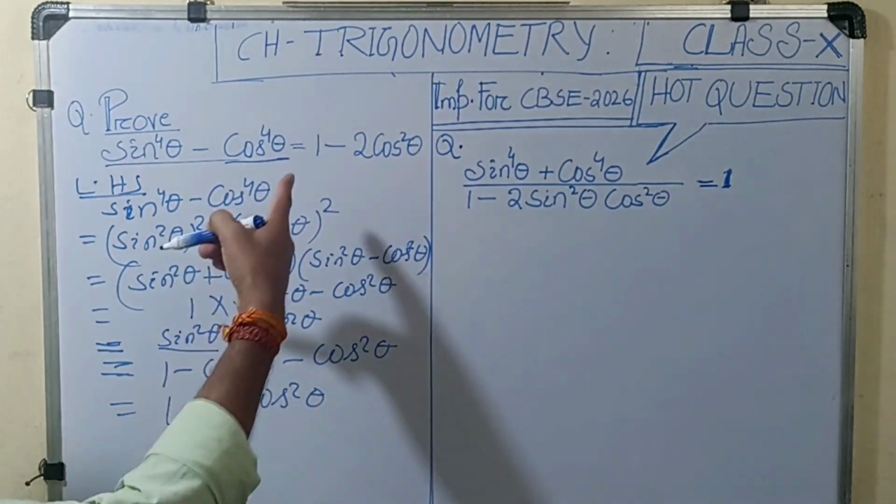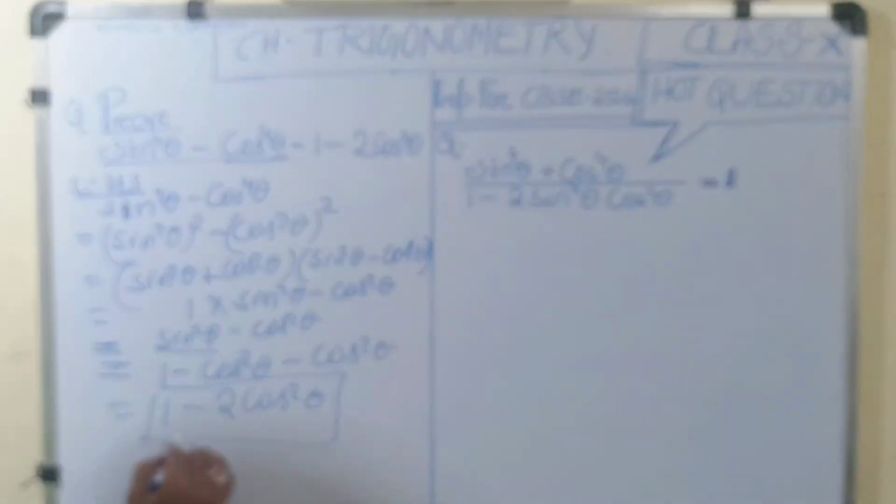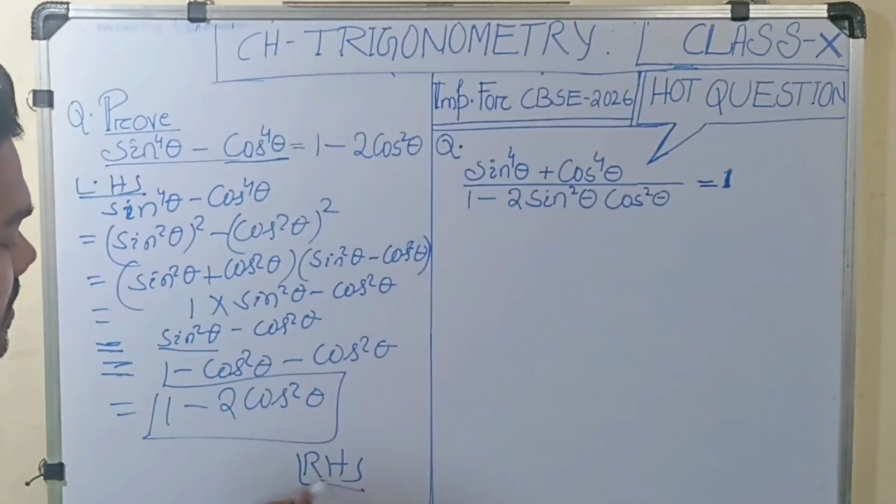So 1 minus cos square theta minus cos square theta is equal to 1 minus 2 cos square theta. It was asked to find this, so we got it. This is the RHS, hence it is proved.